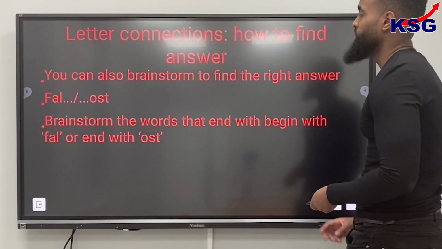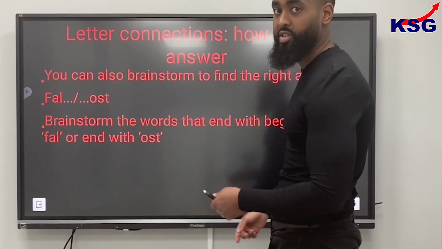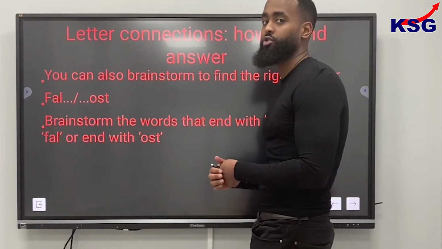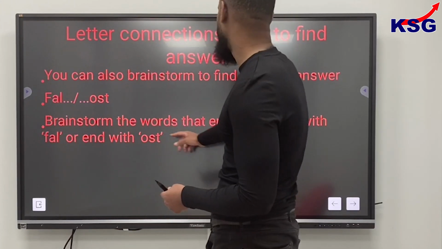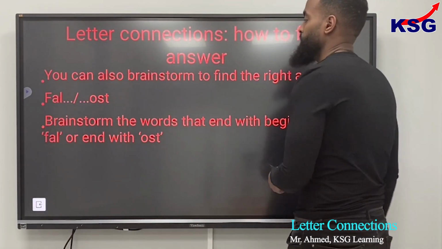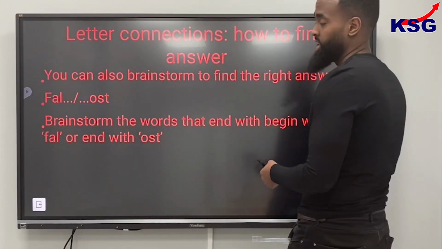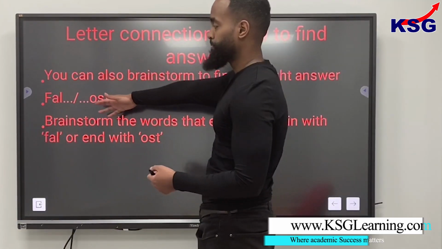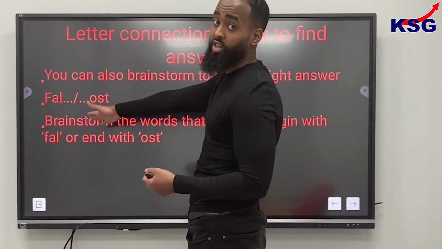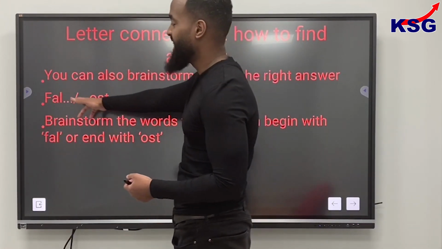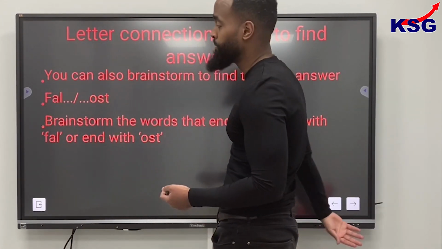Now, you can also brainstorm to find your answer. That method that we looked at previously can sometimes be a bit time consuming. If you want, you can also brainstorm. You could brainstorm words, for example, that begin with FAL or end with OST. Just looking at the words, off the top of my head, I know a lot more words that end with OST than begin with FAL. So I would look first at OST.